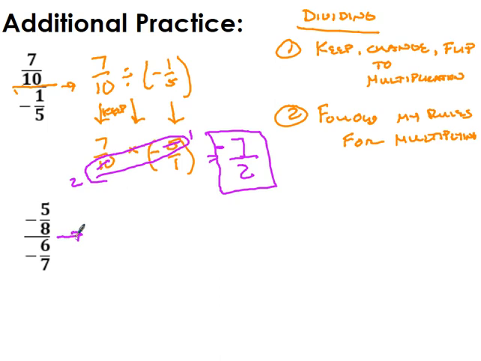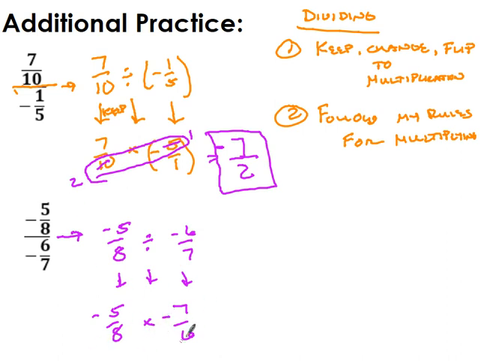Okay, so first I'm going to rewrite it so that it's a little bit easier for me to look at. So I have negative 5/8 divided by negative 6/7. Negative divided by negative is positive, so I really don't even need to worry about that because I know my answer is positive. I'm going to keep, change, flip. So this is still going to be negative 5/8 times negative 7/6. I flipped my second fraction, and now I get to cross simplify and then multiply.